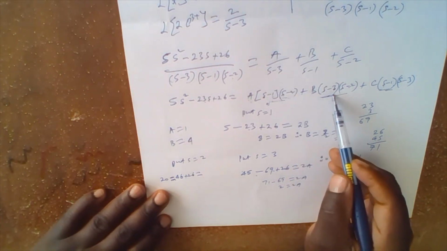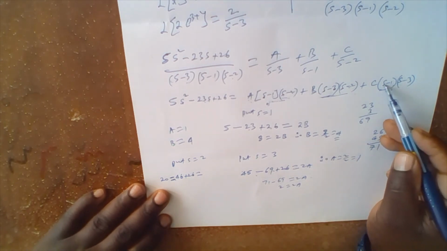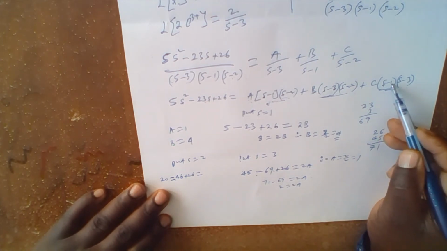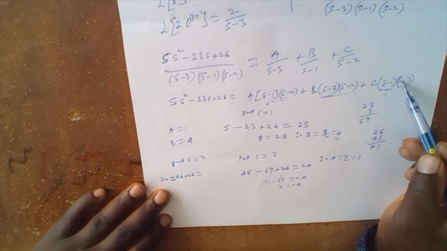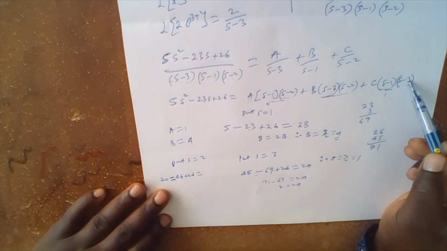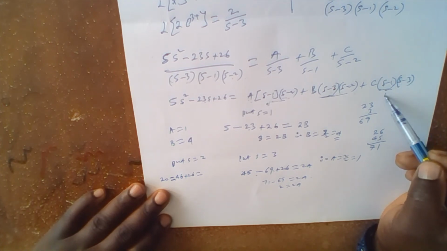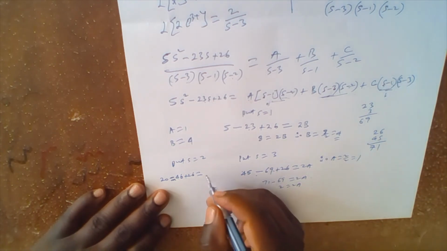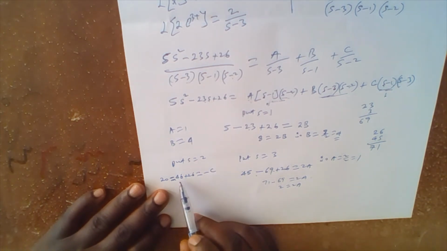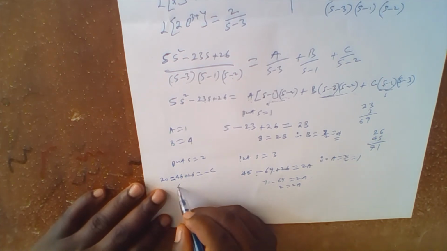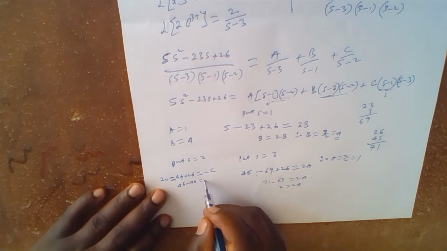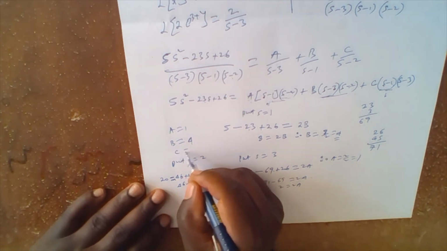so this and this will be 0, then I remain with s is 2, 2 minus 1, I remain with 1, and then 2 minus 3, I have negative 1, times 1, I have negative 1 times C, so this equals negative C. So you have 26 plus 20, I have 46, minus 46 equals 0, equals negative C. So C equals 0.